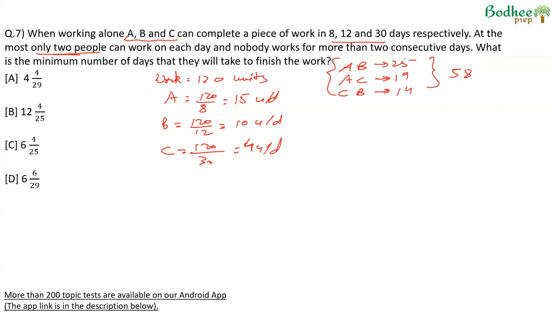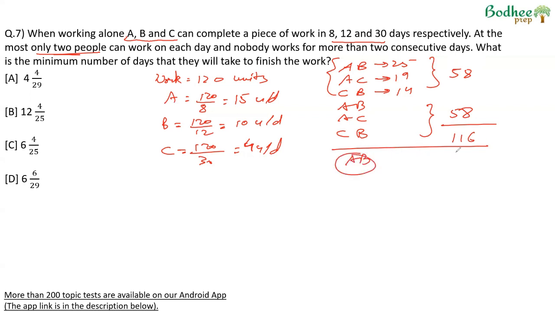If we repeat this process, AB, AC, CB, we will get another 58 units of work. This is 116. And then we can have AB coming in. AB can do 25 units of work together, but only 4 units is left. Therefore, 4 by 25th of the day will be required. So number of days required will be 6 upon 6, 4 by 25.